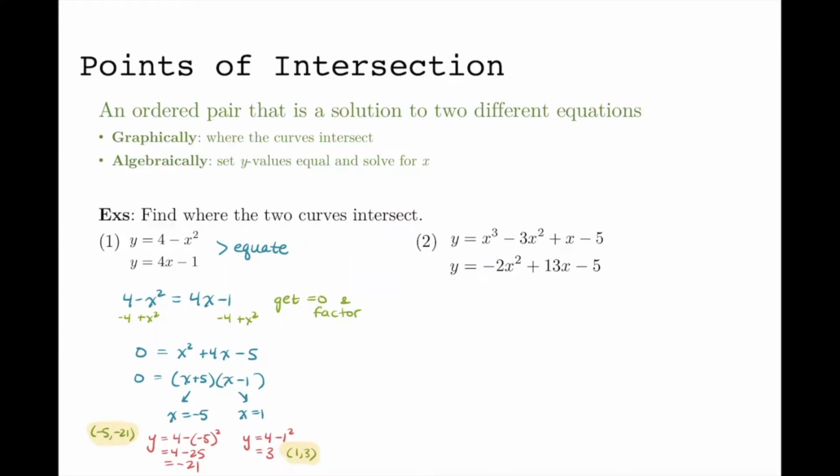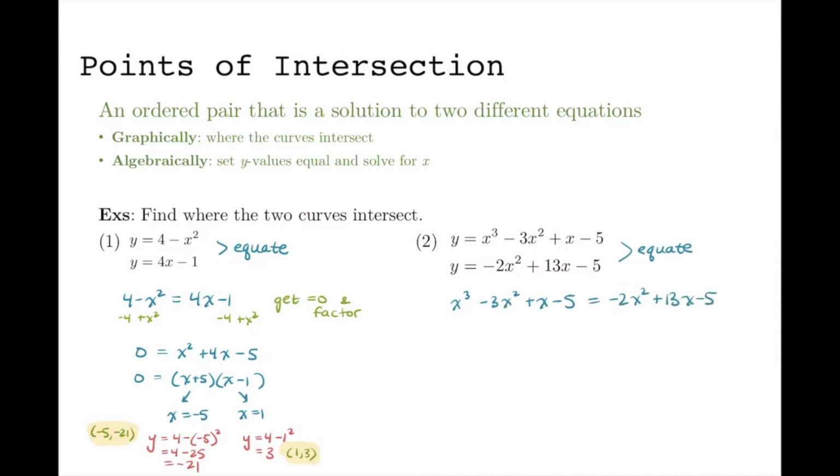In example 2, we have y equals x to the third minus 3x squared plus x minus 5, and y equals negative 2x squared plus 13x minus 5. None of these look significantly more complicated, but the same thing is going to happen. We'd like to just equate these and then try to solve for x. So the first thing we should do is just write down x to the third minus 3x squared plus x minus 5 is equal to negative 2x squared plus 13x minus 5.